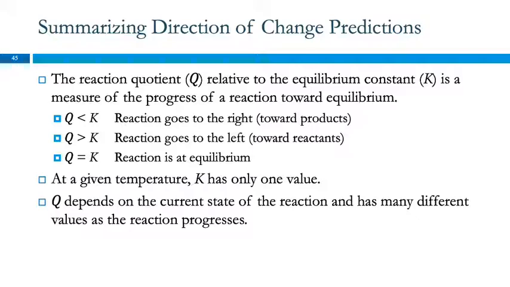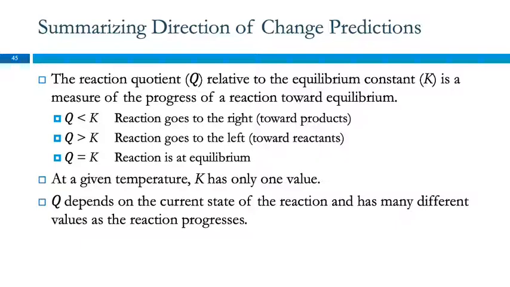So here's the summary of that. The reaction quotient relative to the equilibrium constant is the measure of the progress of a reaction toward equilibrium. When Q is smaller than K, the reaction goes to the right towards the products. When Q is larger than K, the reaction goes to the left towards the reactants. When Q equals K, the reaction is at equilibrium. At a given temperature, K has one value.